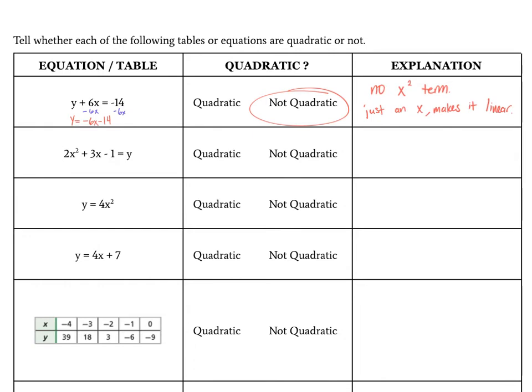Number 2, the second one, we have 2x squared plus 3x minus 1. Now right away, I see x squared. So that tells me quadratic, all right? Because I have the x squared term as my highest exponent, that tells me it's quadratic.